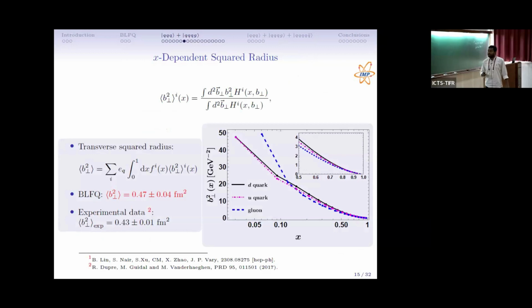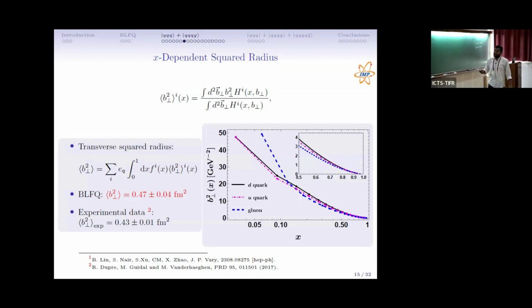Okay, another interesting quantity is the radius of the quark and gluon inside the proton, which can be calculated using the unpolarized GPDs. Using this formula, we can calculate the x-dependent square radius, and we found that at small x the radius of the gluon is greater than that of the quark distributions. If we increase the proton momentum, when x tends to 1, the proton behaves like a point-like particle, basically. This is expected because gluons dominate at small x, so the radius would be large at small x.